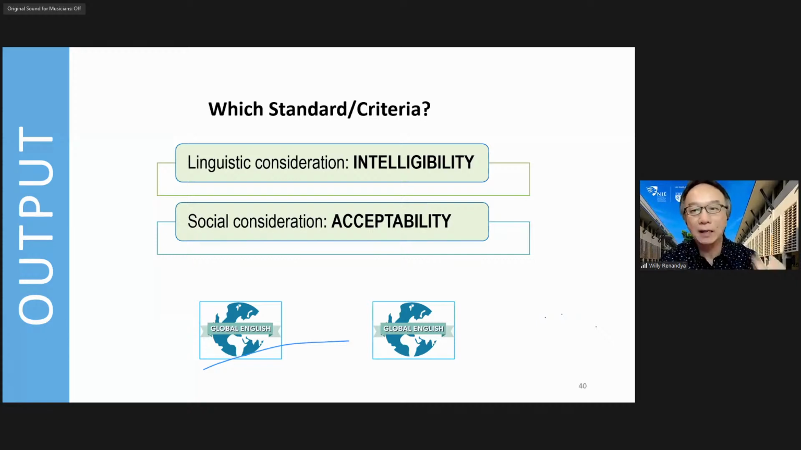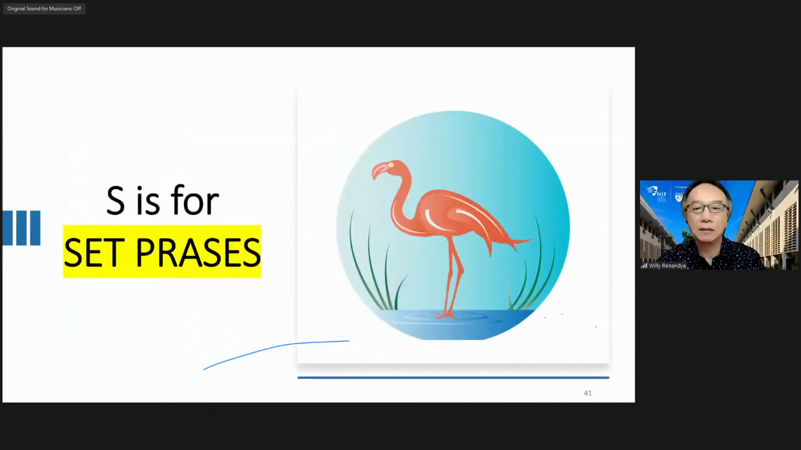So do not try, because you'll be wasting a lot of resources, do not try to imitate native speakers of English. I don't think that is important these days. Ladies and gentlemen, this is the last point that I want to share with you. So eight altogether. Now this is the last one, flamingos S, the last S in flamingos.